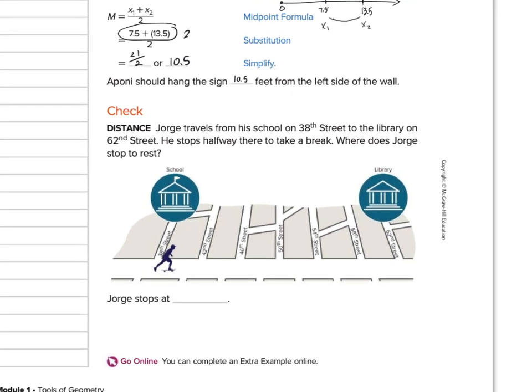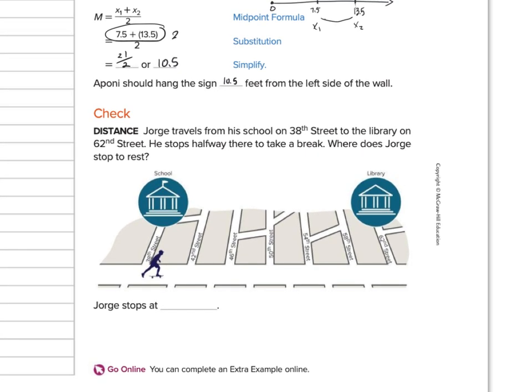Okay, on this check, Jorge travels from his school, Escuela, on 38th Street to the library on 62nd Street. So the library, I think, is Biblioteca? I'm not sure. So he stops halfway to take a break. Where does Jorge stop to rest? So we have a starting point, x1. We have a stopping point, x2. And we're trying to figure out somewhere in between.